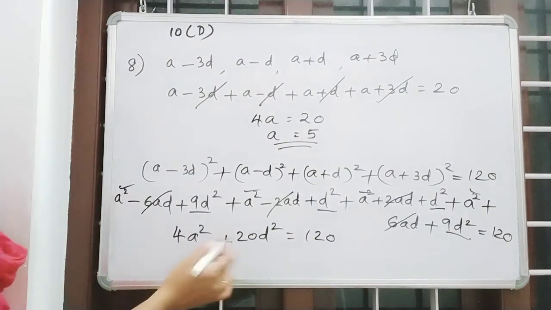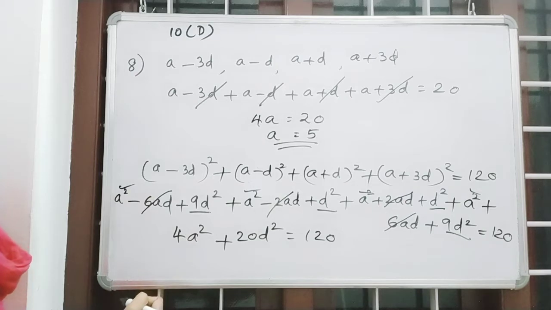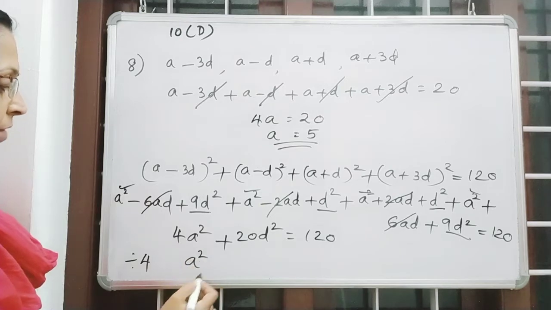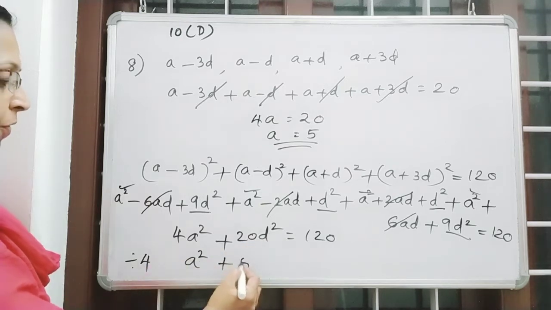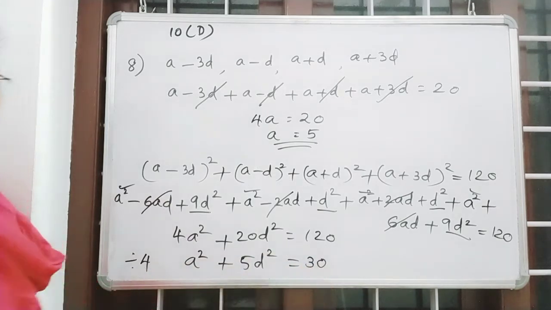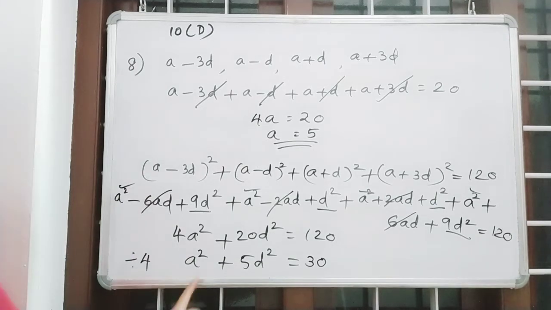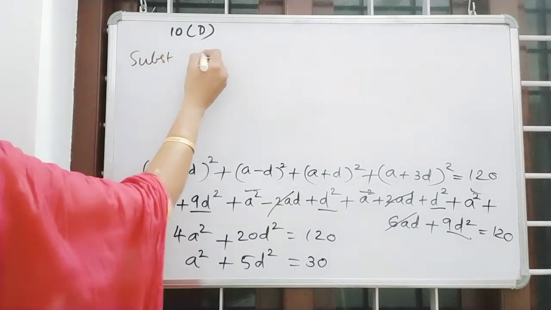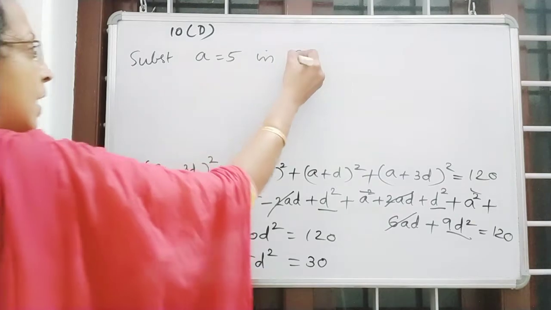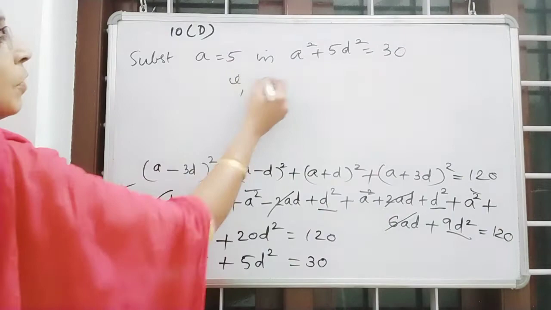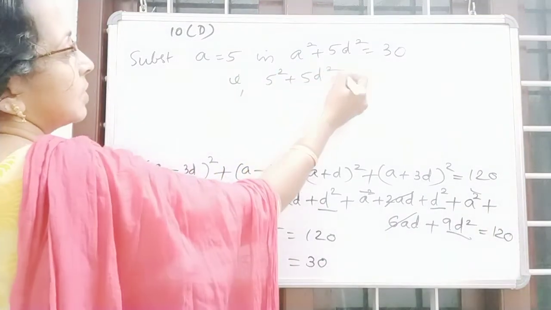Okay, so dividing throughout by 4 is possible. Dividing throughout by 4, 4A square by 4 is A square, plus 20D square by 4 is 5D square, is equal to 120 divided by 4, which is 30. We have A equal to 5, so substitute A equal to 5 in A square plus 5D square equal to 30. That is 5 square plus 5D square is equal to 30.